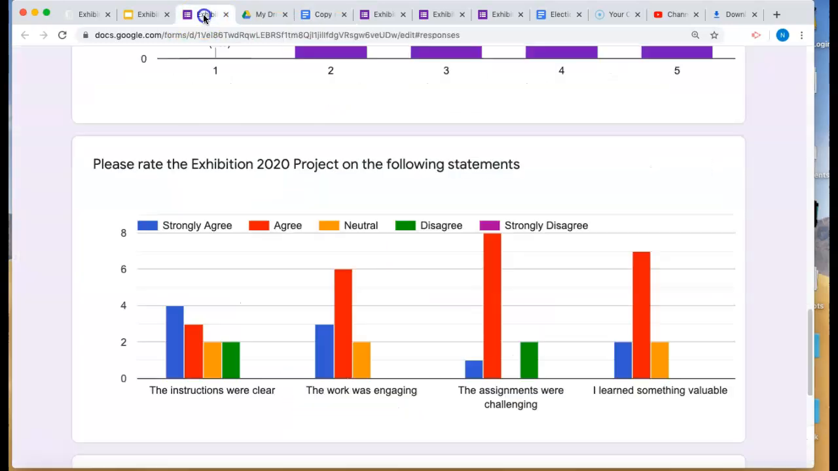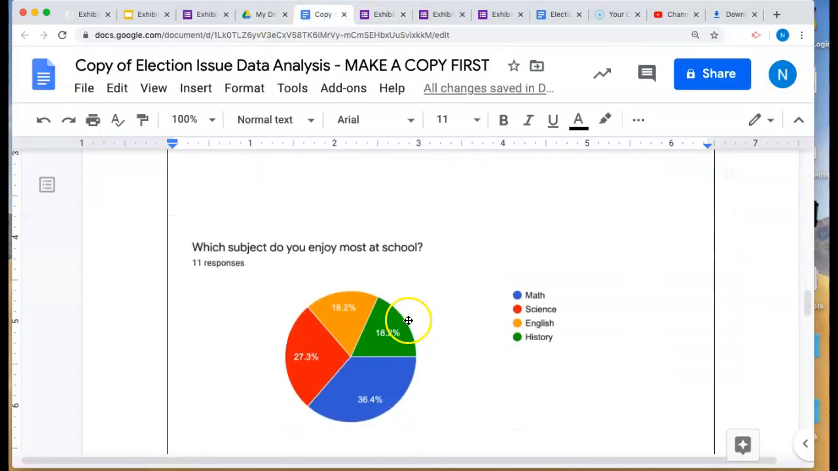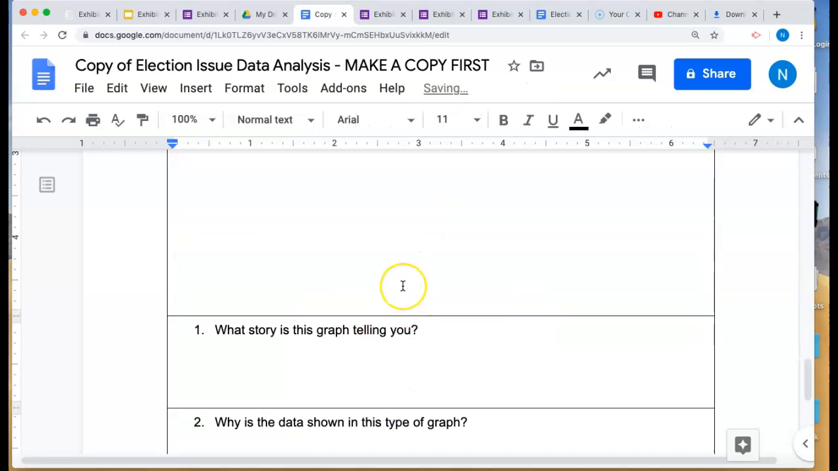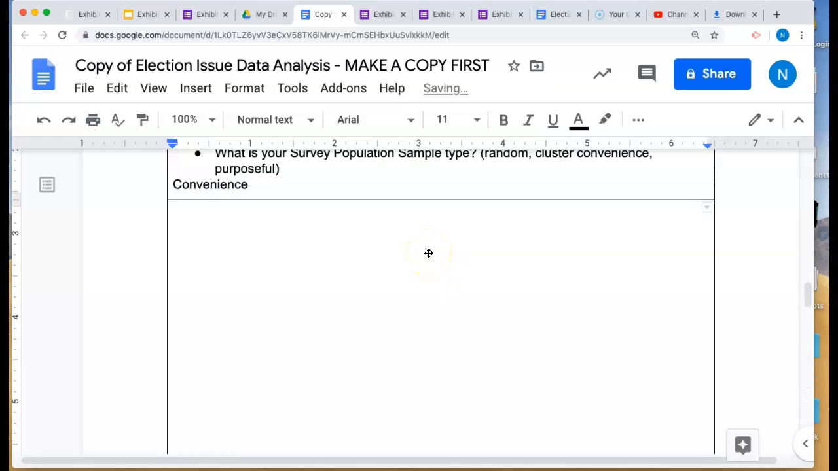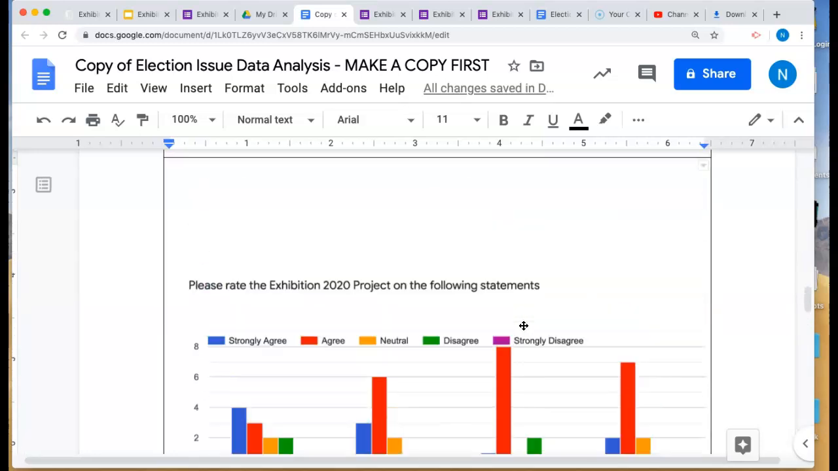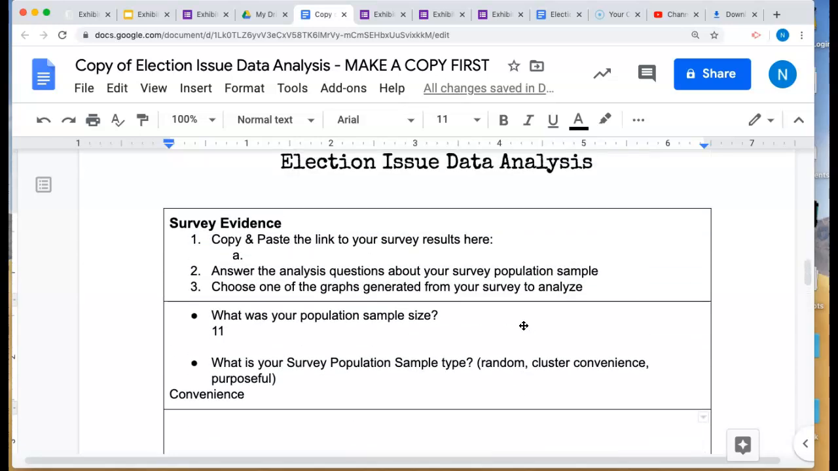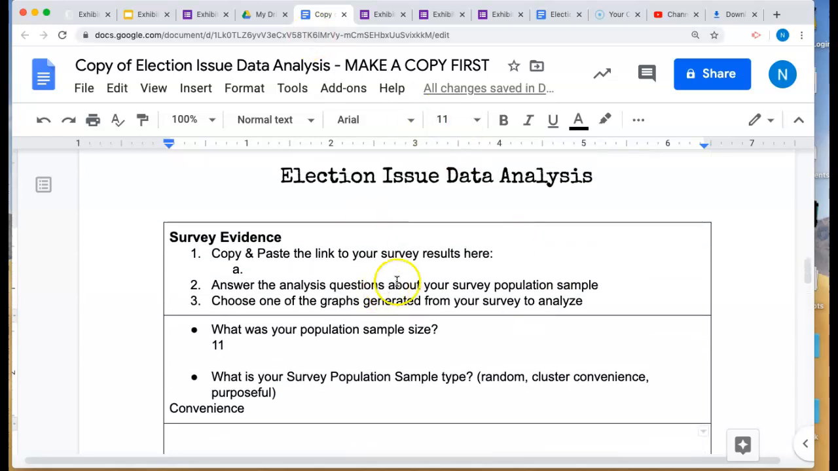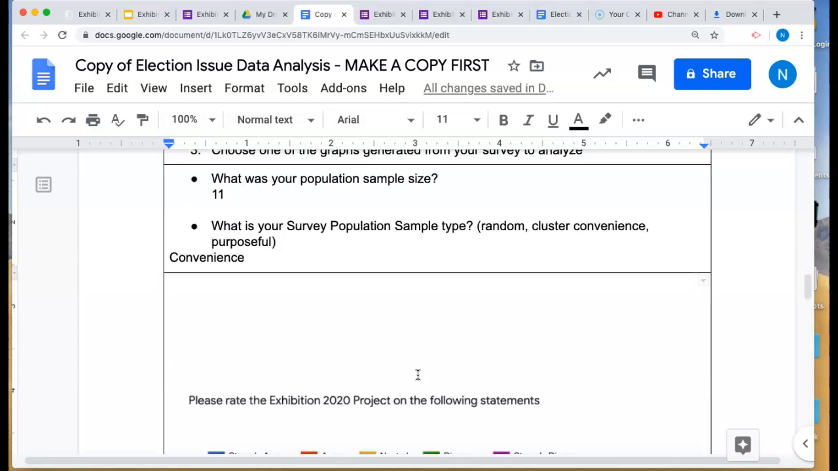So again, really briefly, if you wanted to choose a different chart, you'd go back to your survey, click copy chart, go back to your analysis. You could delete that one if you wanted to change, and then Command V for paste. It's going to think for a second, and then it's going to insert your chart. So that's how you'd be able to easily insert it into your infographic. Or if you are inserting it in a different document.